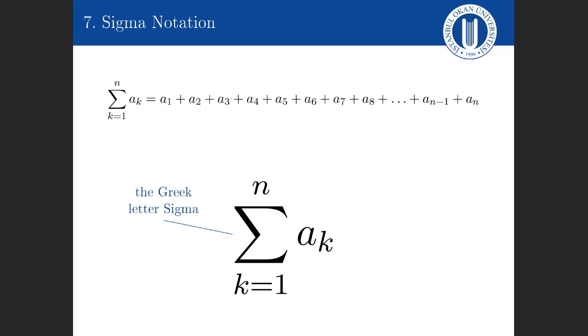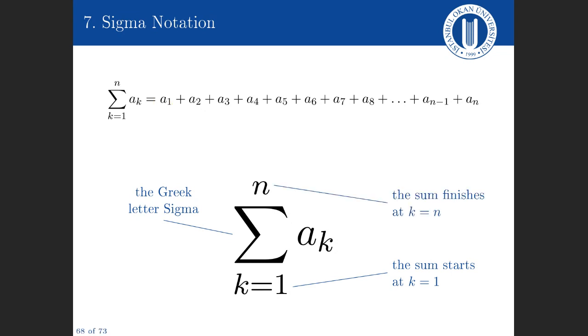This large symbol is a Greek letter, capital sigma. The k equal to 1 on the bottom means that we start at 1. The first one is a1. And the n on the top means we finish when we get to n. The last one in the sum is an.